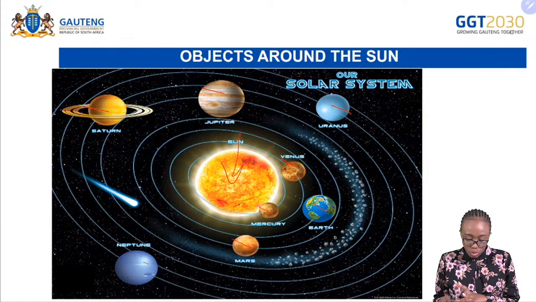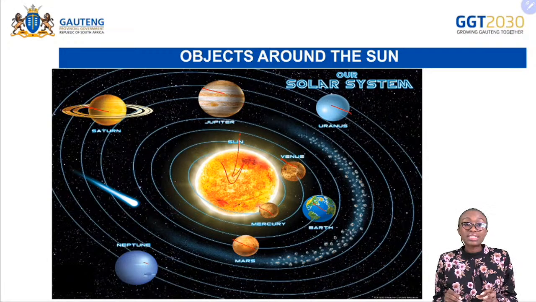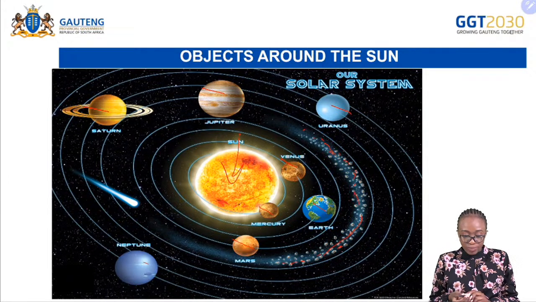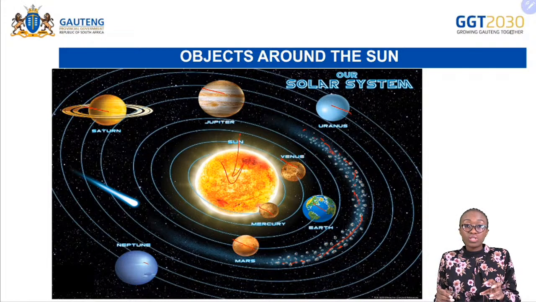So this is what our solar system looks like. And the sun, as you can see, is the largest object in our solar system. There are also other objects that we can find in the solar system. Because of the sun's large size and its gravitational pull, all these objects orbit around the sun because of those two facts.